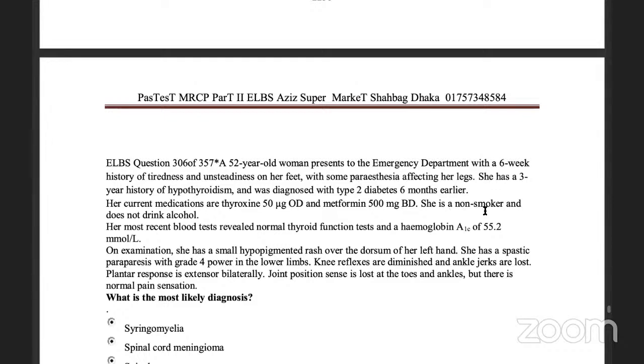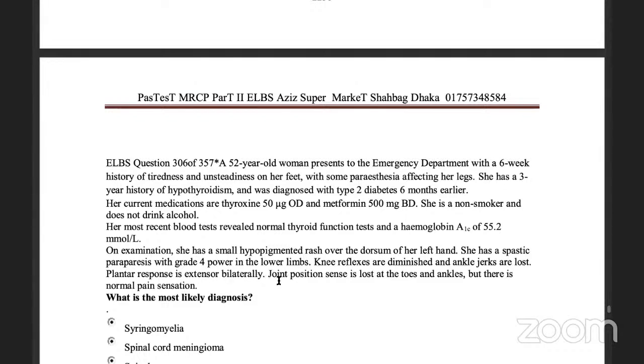She is a non-smoker and does not drink alcohol. Her most recent blood test revealed a normal thyroid function test and hemoglobin. She has a small hypopigmented rash on the dorsum of her left hand. She has a spastic paraparesis with grade 4 power in the lower limbs. Knee reflexes are diminished and ankle reflexes are lost.